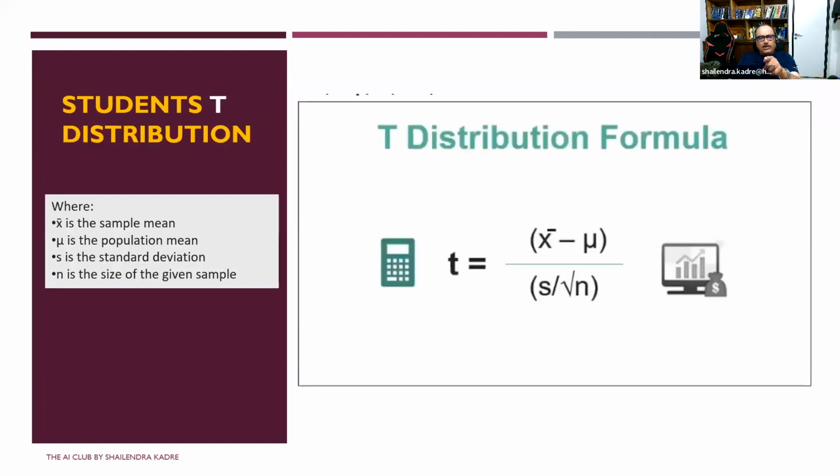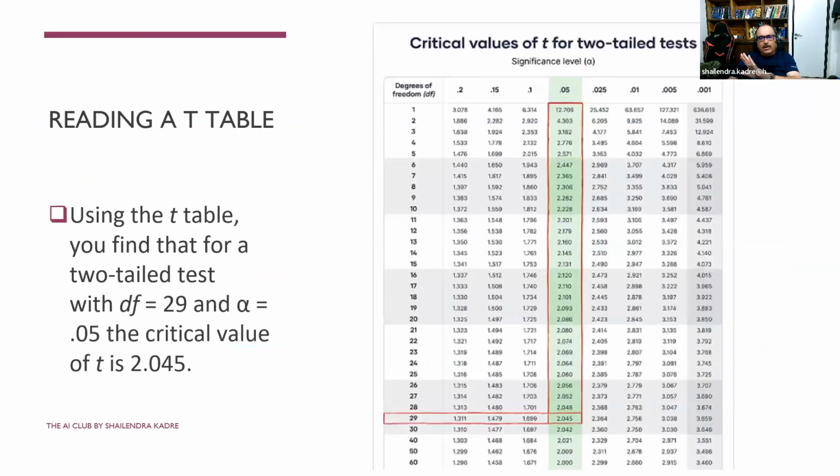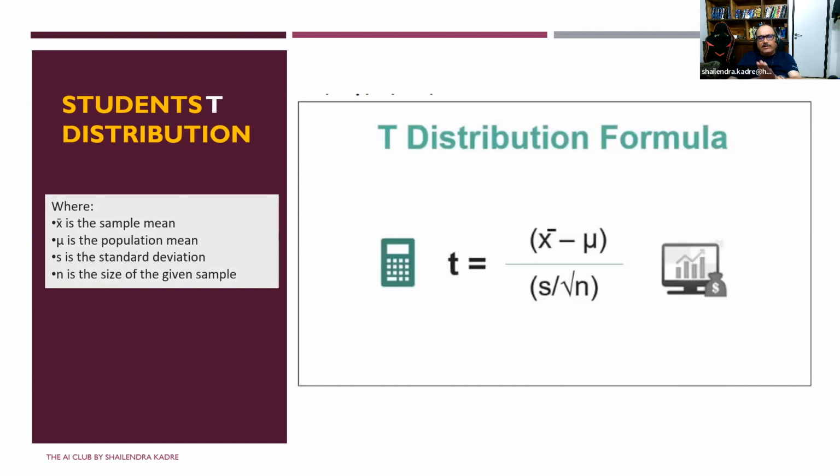Now the t distribution formula. The t statistic is calculated by X bar, the mean of that particular sample. X bar minus mu: X bar is your sample mean, mu is your population mean, and S is the standard deviation for the sample, and n is the size of the sample. Generally, we will not be dealing with the formula. We will be dealing with these tables only. But if you are interested in the formula, this is the formula.